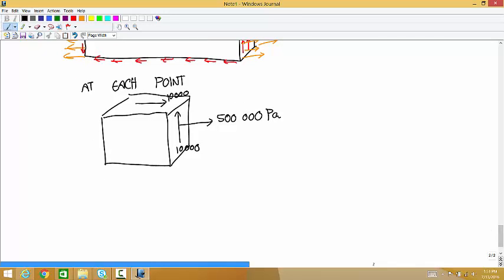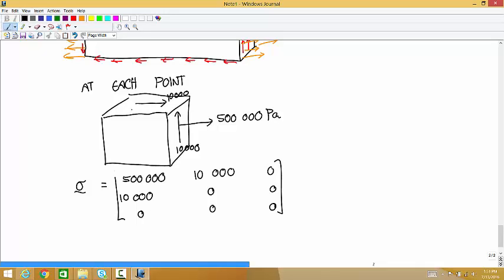The stress tensor is equal to 500,000, 10,000, 0, 10,000, 0, 0, 0, 0, 0. Okay, so if you're lucky enough to be dealing with a body that's loaded according to the rules of stress elements, then all you have to do is for each load figure out what the force is per area, and then that gives you the values for the stress element. That gives you the values for the stress tensor.